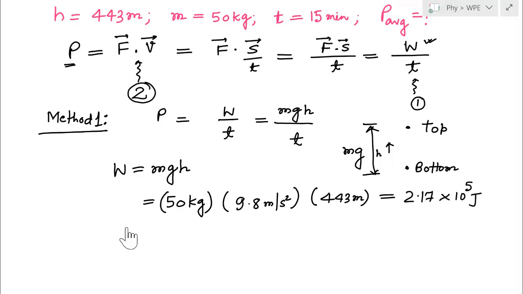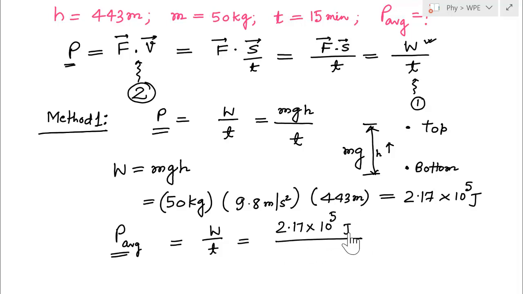Now if you want to find power, that is average power, you have to use this formula, that is work done divided by time, that is mgh divided by time. We calculated the value of mgh, and that value is 2.17 × 10^5 joule. Time we have to plug in seconds, so 15 minutes is the time, and then we have to multiply by 60, so this is time in second, and if you calculate all this, it will come to 241 watt.